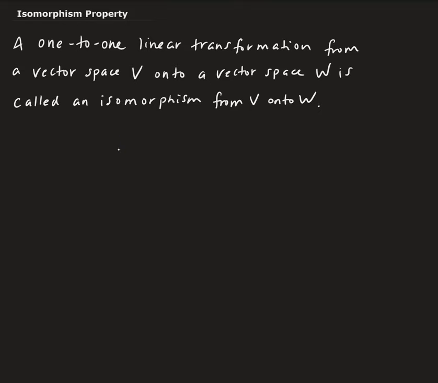In this video, I'm going to talk about the isomorphism property. Basically, if you have a one-to-one linear transformation from a vector space V onto a vector space W, then this is called an isomorphism from V onto W. All right, let me do an example of this.